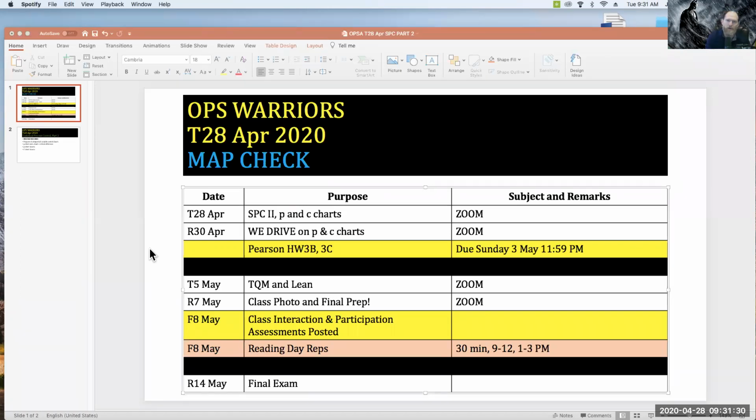And then coming up on Sunday, we've got the final blocks of Pearson. That's homework 3 Bravo and 3 Charlie. A couple problems on each, P and C.